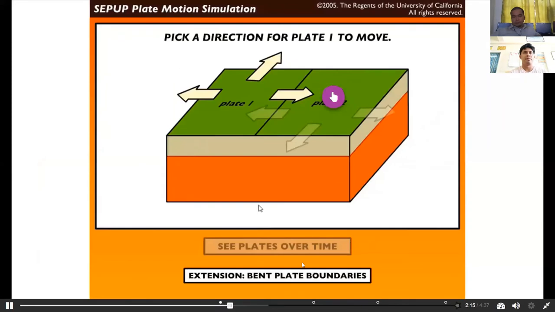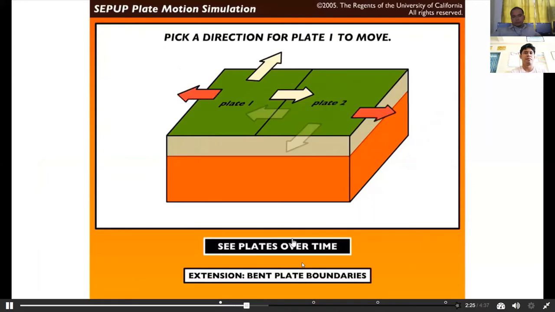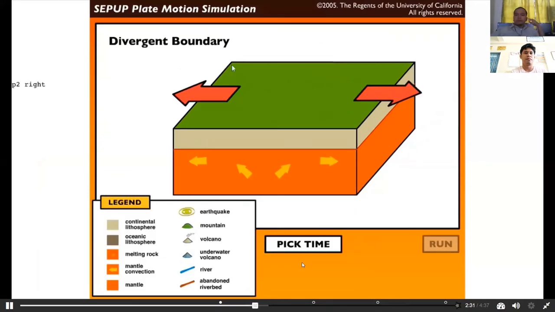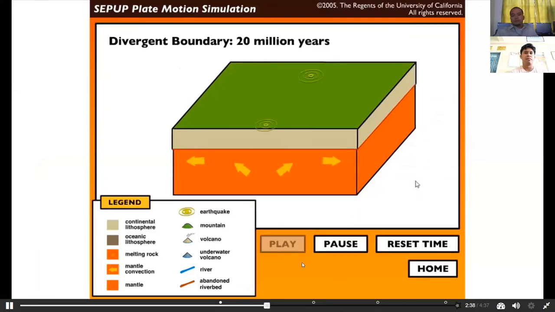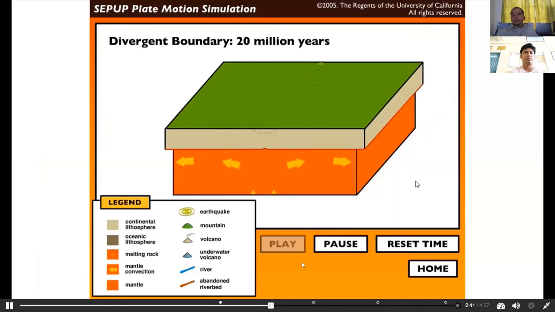Next, so let's have divergent boundary. So divergent, the plates move away. So let's choose here. And let's see what will happen. So this is the divergent boundary. Again, let's pick 20 million years from now.